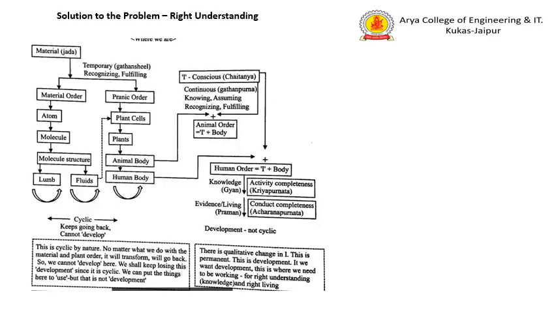So what should be the reality? First of all, the solution of the problem is right understanding. First of all, we have to understand that the material order and the pranic order, these are cyclic in nature. Whatever we do to them, it will transform. It will go back to its original state or it will change its form. So we cannot develop here. We shall keep on losing this development because it is cyclic in nature. We cannot say that this is growth. We can use them, but we cannot say that that is development.